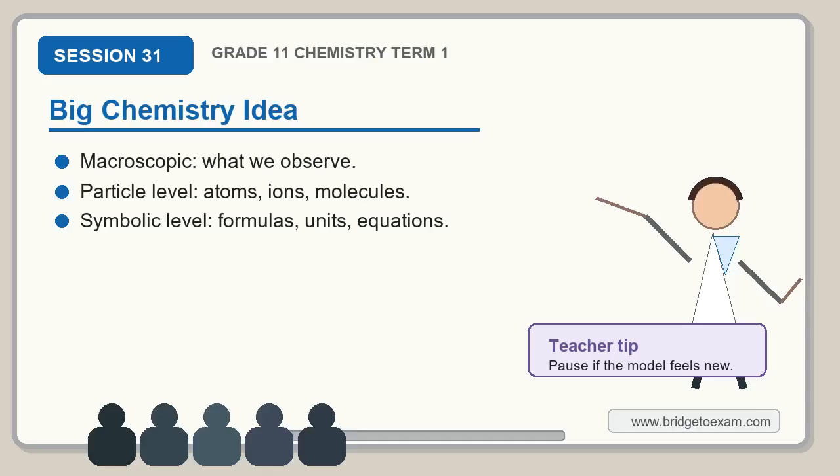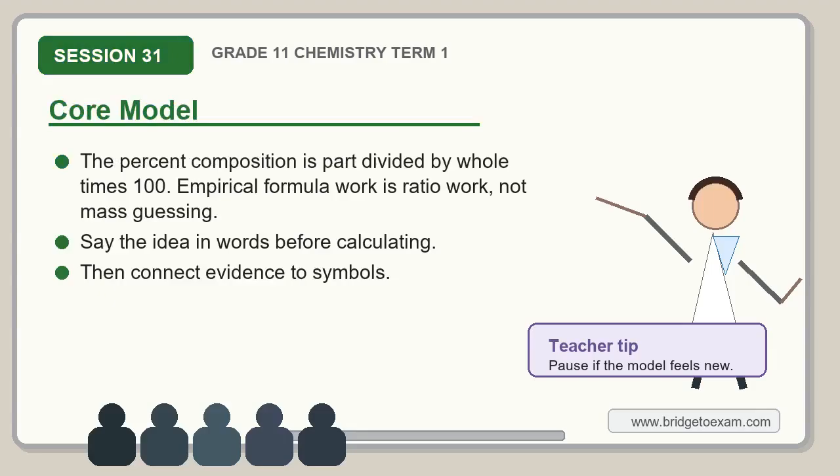When you feel stuck, ask, what did I observe? What are the particles doing? And what symbol or calculation represents it? The core model is this. The percent composition is part divided by whole times 100. Empirical formula work is ratio work, not mass guessing. Do not rush to an answer. Build the model first, then let the model guide the calculation or explanation.